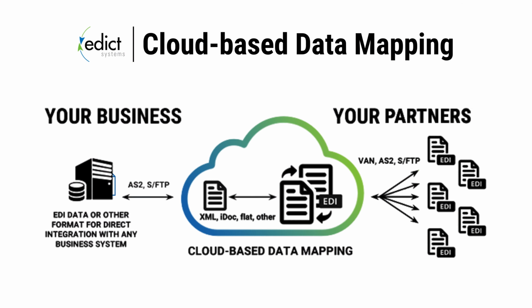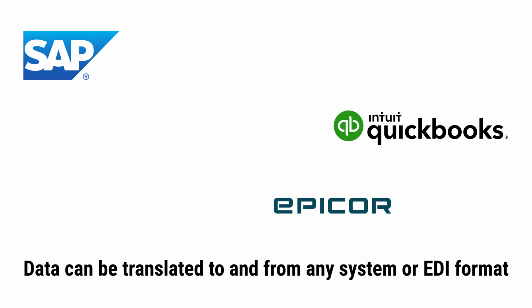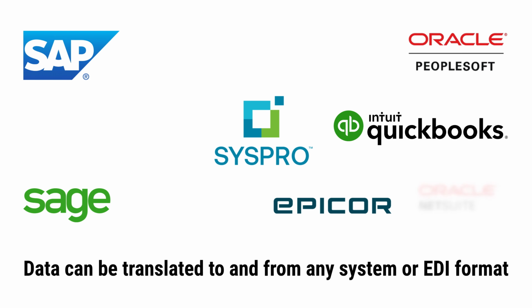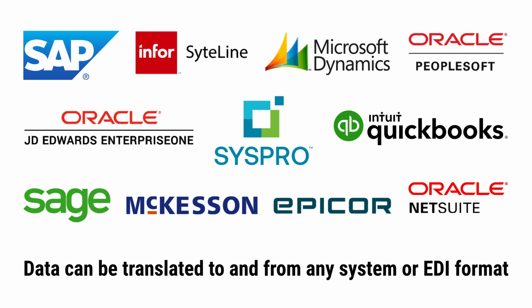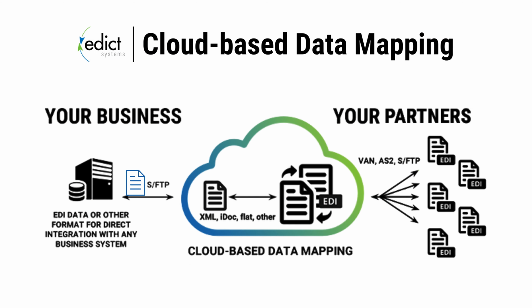Your system data is mapped to your EDI specification and delivered to your suppliers. Then EDI data from your suppliers is mapped to your system specification and securely delivered to you through direct integration. Cloud-based data mapping translates EDI data to specific business, accounting, ERP, or MRP data formats automatically as it is sent and received through our business-to-business trading network.